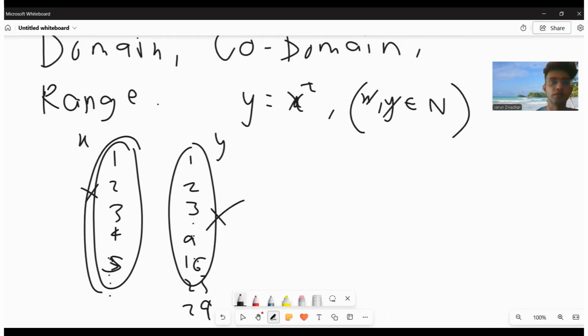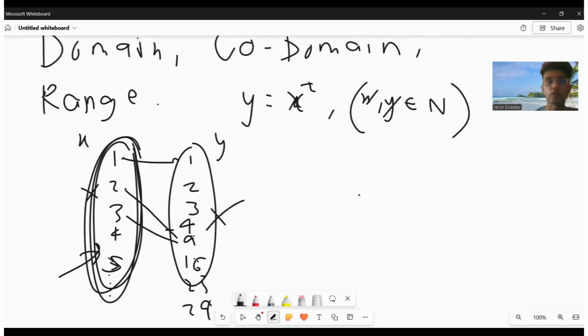The domain of the function is the side where you provide the inputs. The input is 1 and the output is 1. Input is 2, output is 4. Input is 3, output is 9. So input is 1, output is the square of 1, which is 1. Input is 2, and output is the square of 2, that is 4. So the inputs are called the domain. All possible values that the inputs can possess are called the domain.